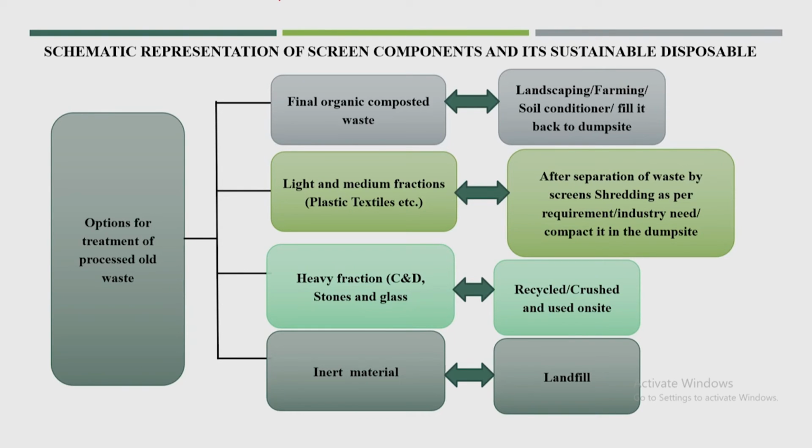Light and medium fractions, after separation of waste by screen shading, as per the requirement of industry need, can be compacted to the dump site. So, this light material like plastic, textiles, many industries can utilize very easily, like heavy fractions like C&D waste, construction demolition waste, stone, glass can be recycled or in some industries can be utilized, and the remaining inert material again can go for new landfill sites.